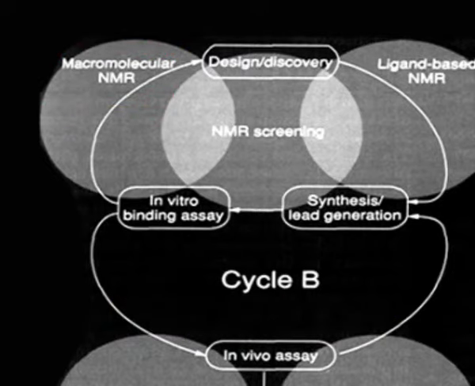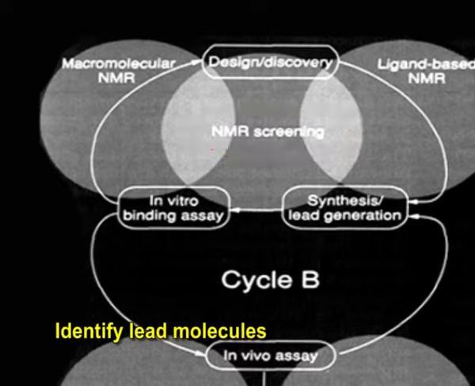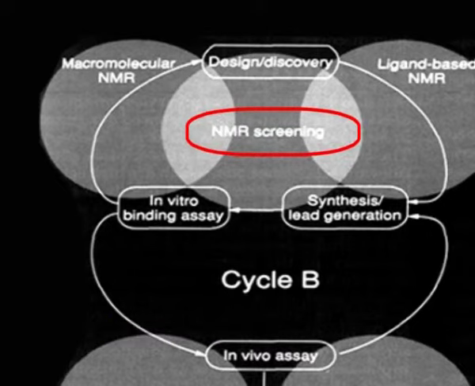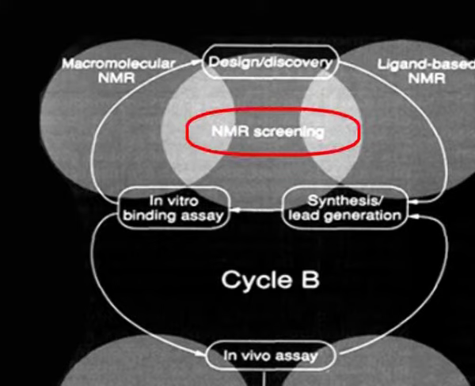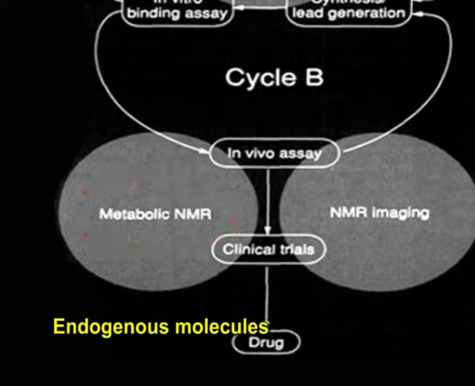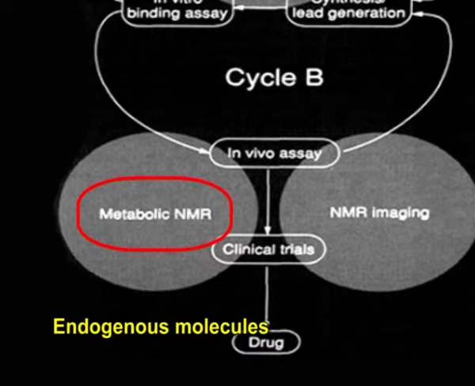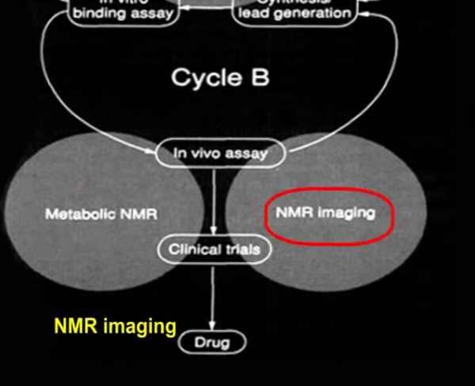Third one is NMR screening. This involves the use of NMR to identify lead molecules that bind to the macromolecular targets. These studies typically involve both small molecular and macromolecular and seek to detect the presence of binding interactions between them. Fourth one is metabolic NMR. This involves the studies of endogenous molecules whose level may be modified by drug treatment or studies of the metabolites of drug themselves. Finally, fifth one is NMR imaging.